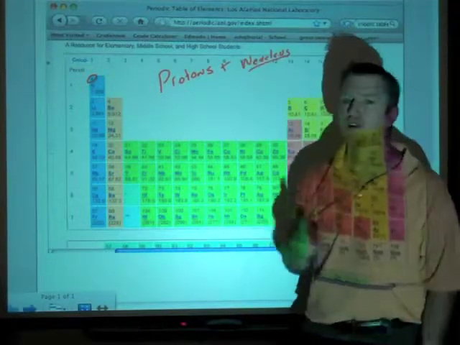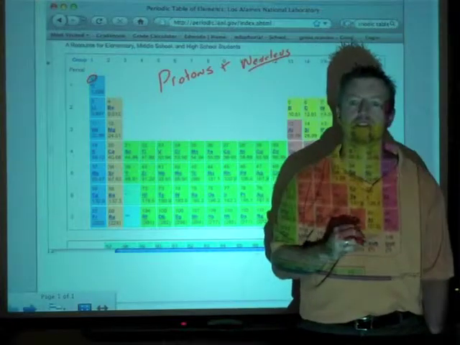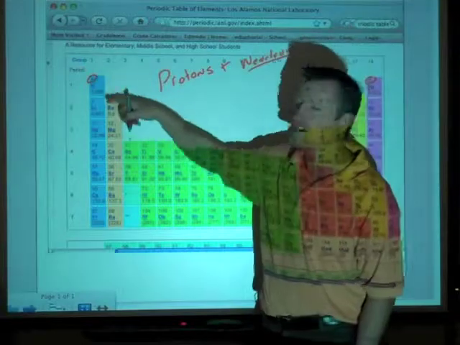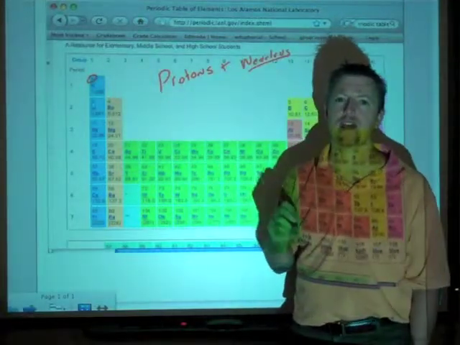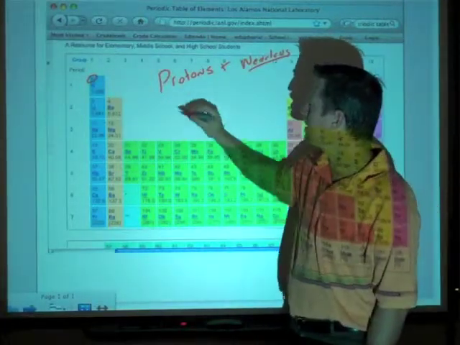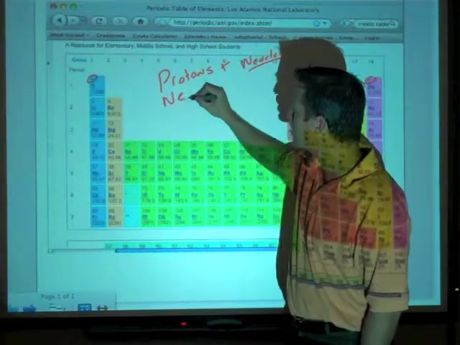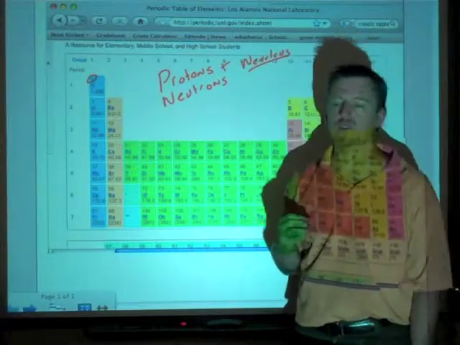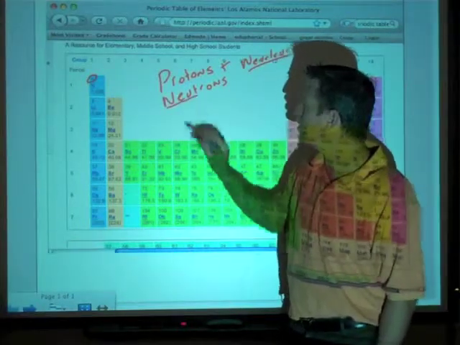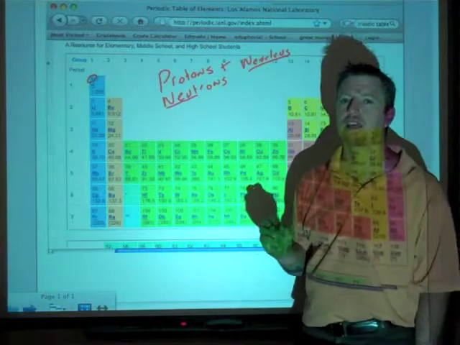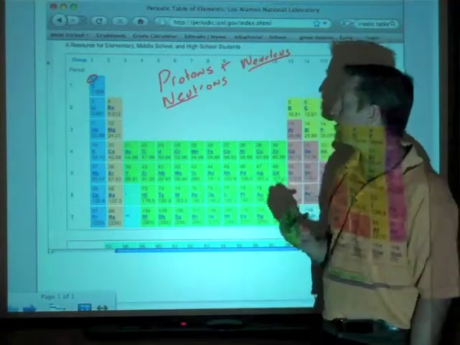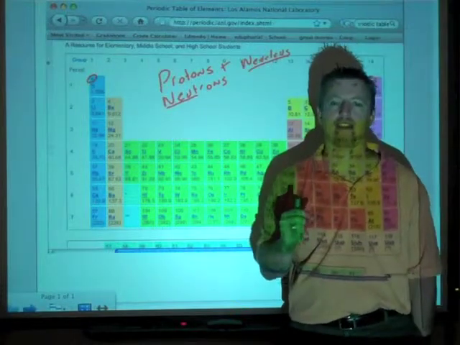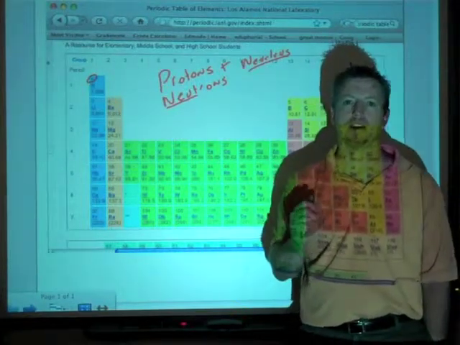There's only one other item that's also found in the nucleus of the atom, and that is the neutron. Neutrons are not that easy to figure out. You're going to have to use a little math. Neutrons have no charge. They are neutral, so if you just remember neutral and neutron, you'll remember that. Neutrons are also found in the nucleus. Both of these items are the same exact size, and they calculate the atomic mass of the atom.